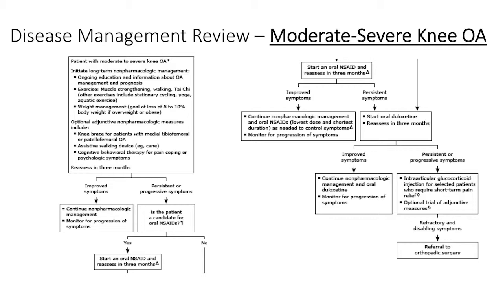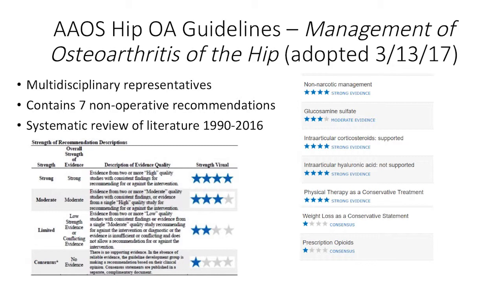And if that's not working, then an intraarticular steroid injection. And at that point, you're probably considering a referral to orthopedic surgery for further surgical intervention. So treatment of hip arthritis, again, these were 7 recommendations that just came out last year. Strong, moderate, low evidence, or no evidence, and then consensus. We'll quickly go through these.